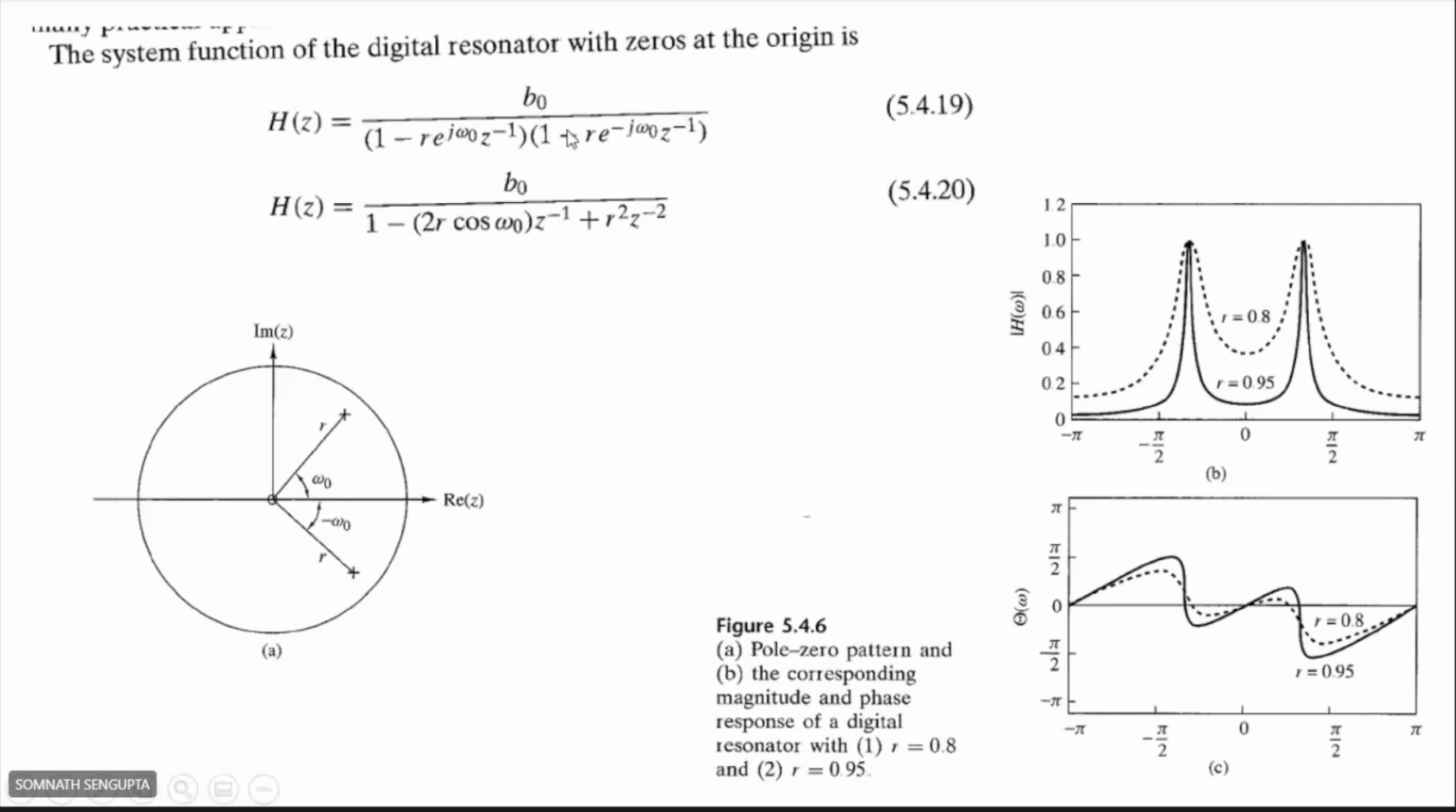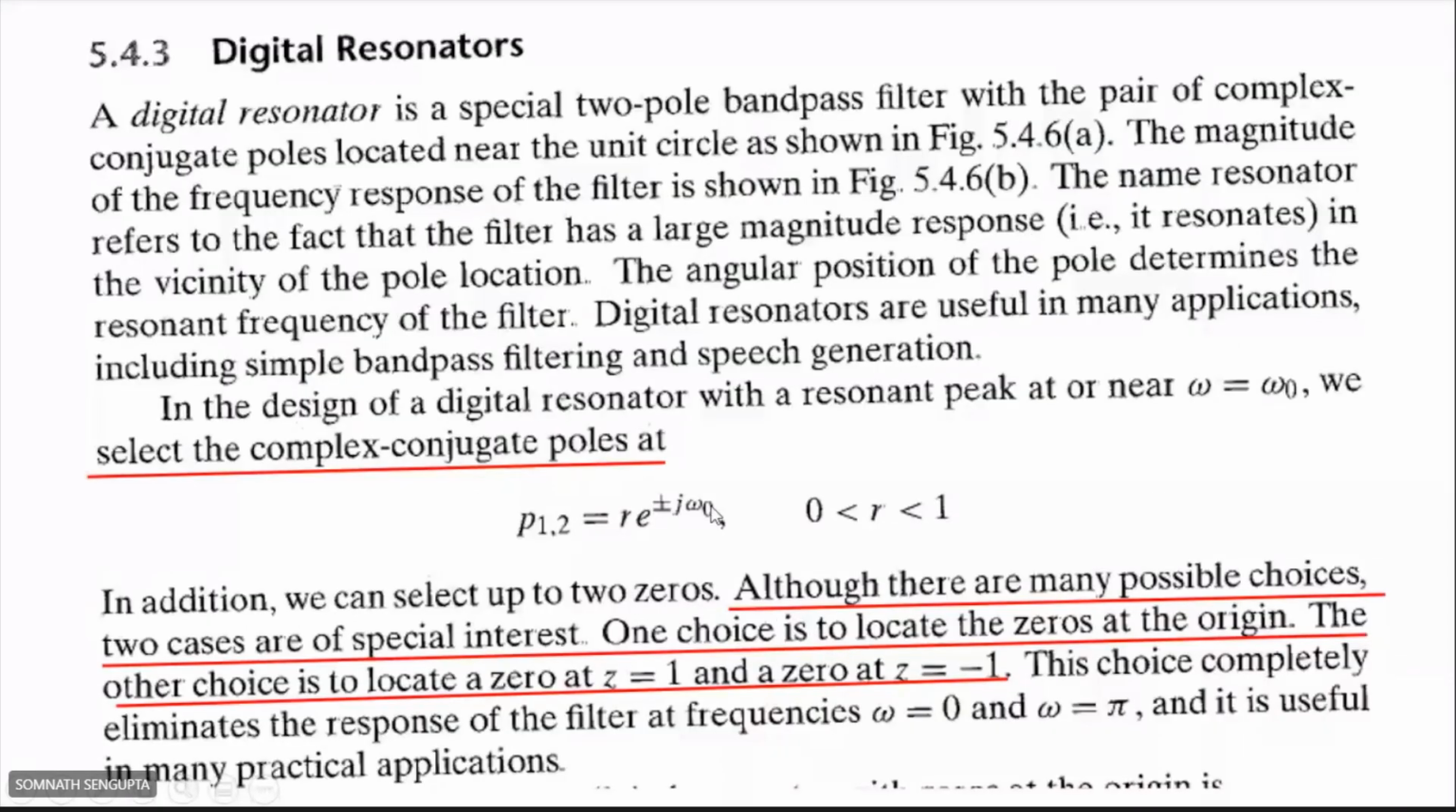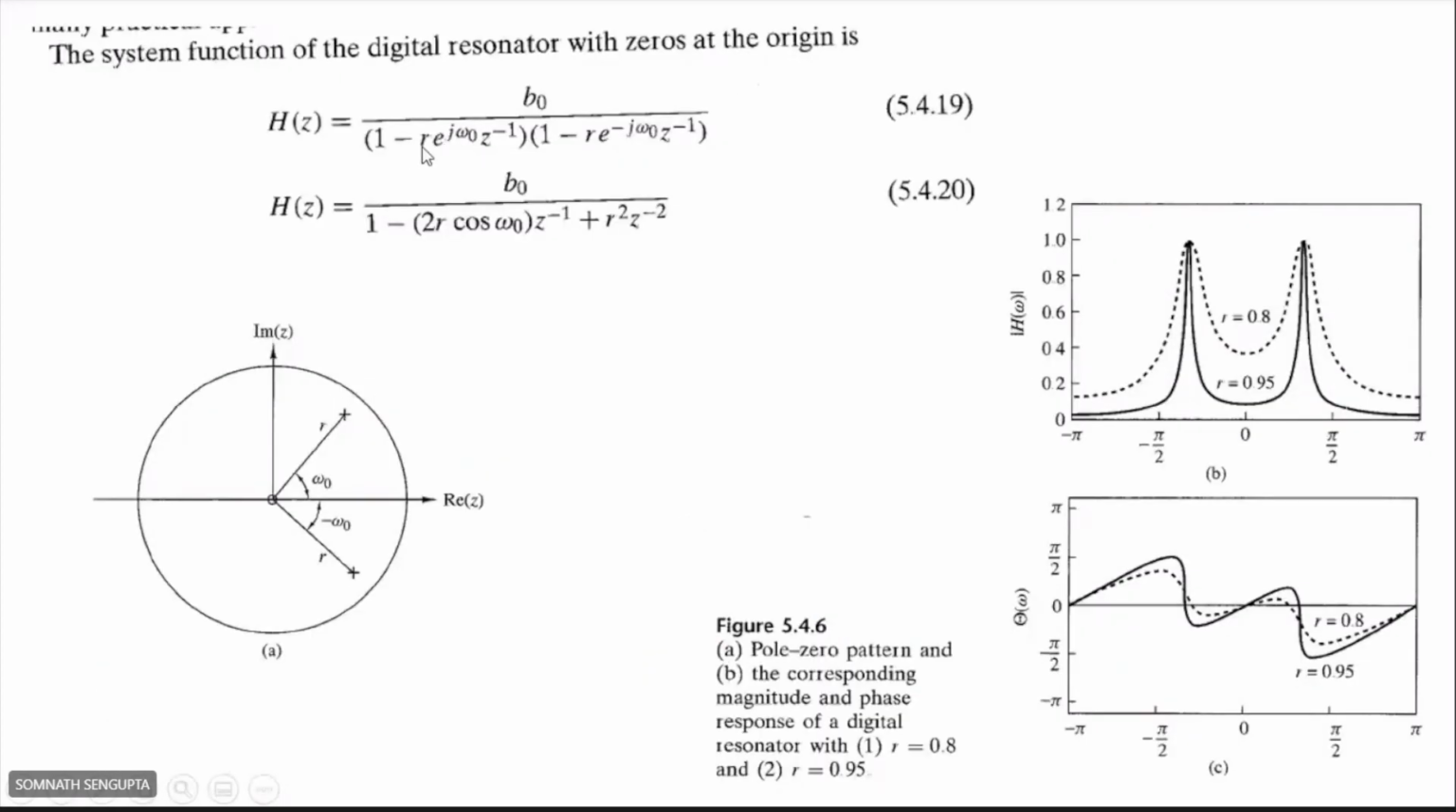Okay. So with this, we write the transfer function of resonator, considering the two complex conjugate poles located at r into e to the power plus minus j omega 0. So one is r into e to the power j omega 0 and another is r into e to the power minus j omega 0. If you multiply this, then you will get this kind of expression. So we get two poles at these two locations, plus omega 0 and minus omega 0.